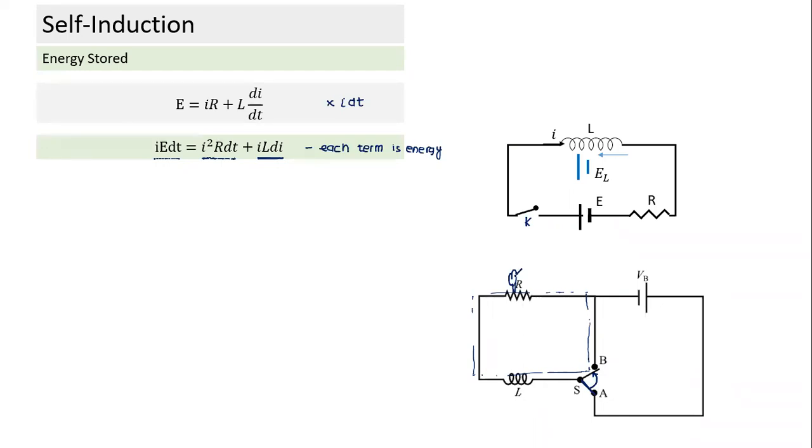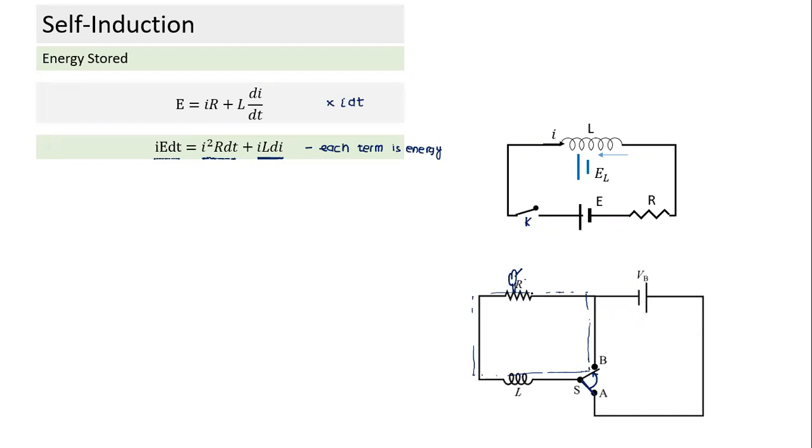If this bulb is still lit after the switch has been flipped from A to B, energy can't be coming from the battery, because the battery is not part of the circuit. Where is the glow coming from? It must be some form of energy which has been stored. The only thing different from the rest of the circuit is the inductor.